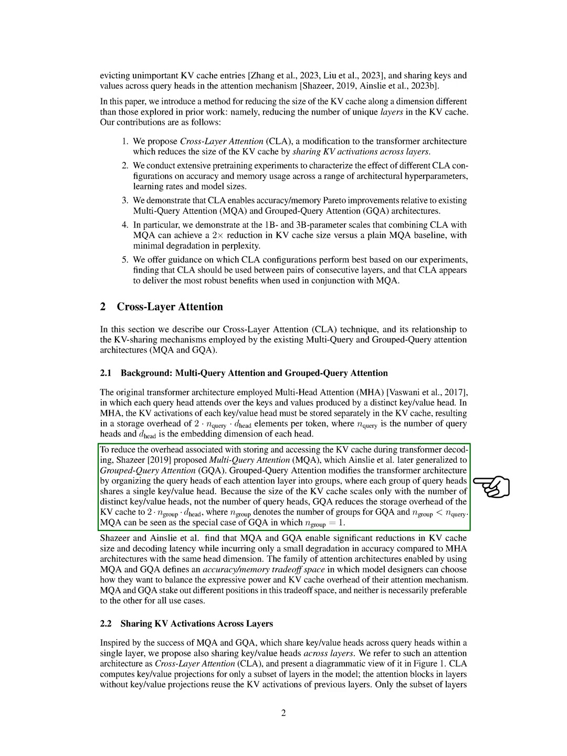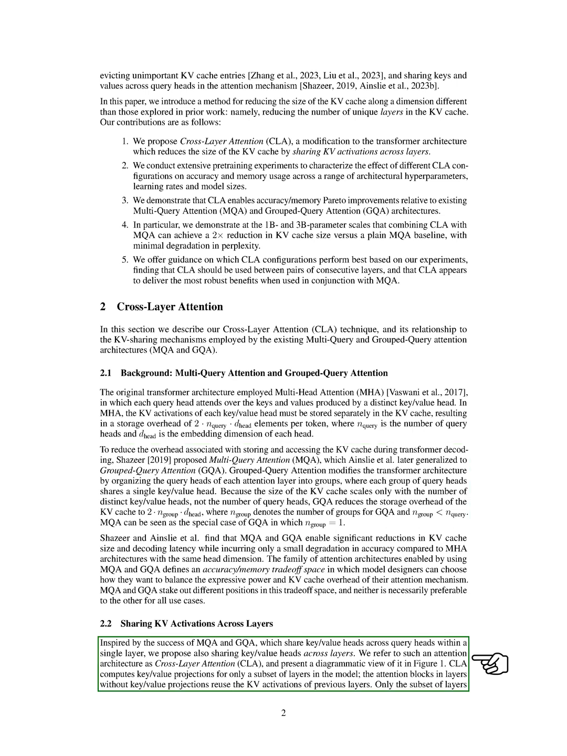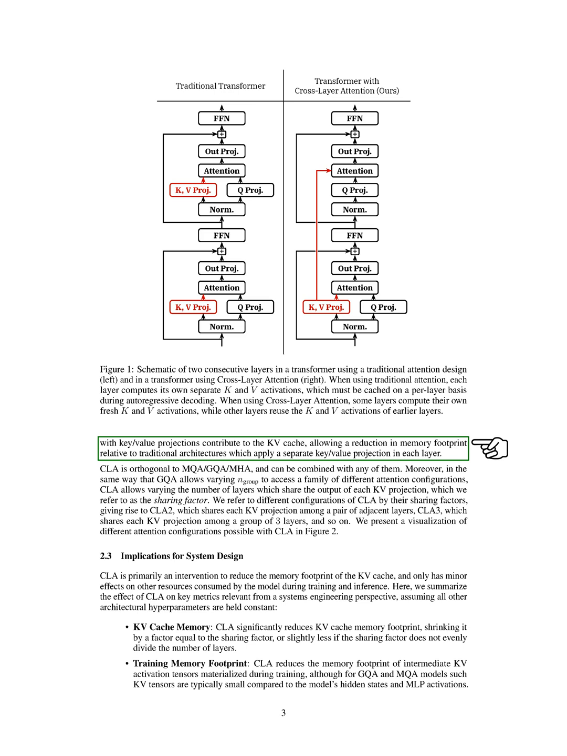This new approach, called cross-layer attention (CLA), involves computing key value projections for only a subset of layers. The attention blocks in layers without key value projections reuse the KV activations from previous layers. This selective contribution to the KV cache helps reduce the memory footprint compared to traditional architectures that have a separate key value projection in each layer.